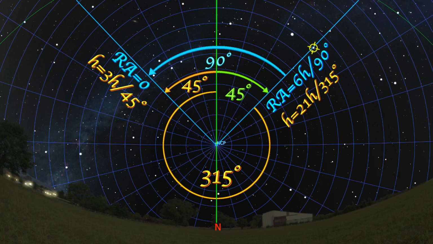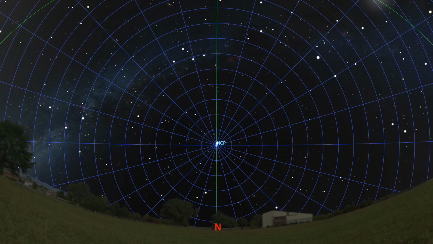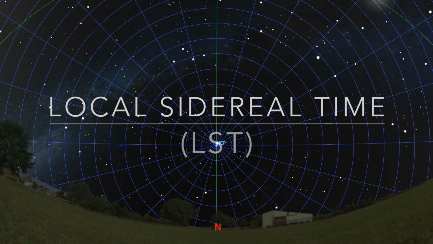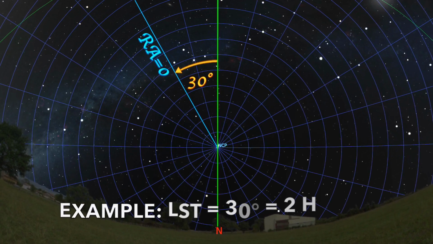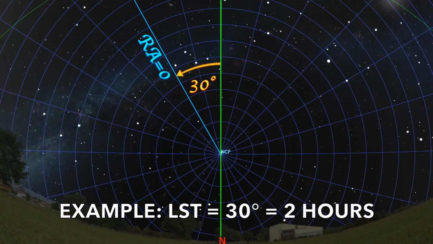Local hour angle is related to RA based on the observer's local sidereal time. For a given location, the local sidereal time, also called LST, is given by the right ascension of an object that has an hour angle of 0, meaning that it is currently located on the meridian.